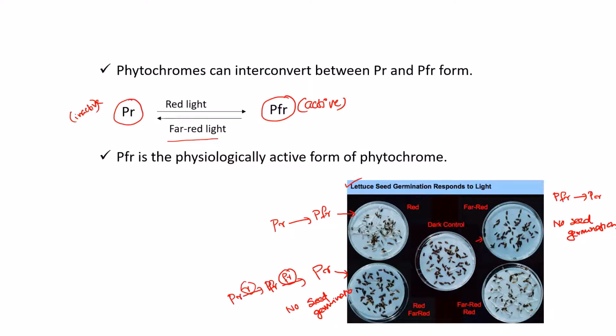Next, here you can see that first far red light is given. So the PFR form absorbs far red light and converts to the PR form. After that, red light is given. So the PR form absorbs red light and converts to the PFR form, the active form. So, here you can see seed germination.